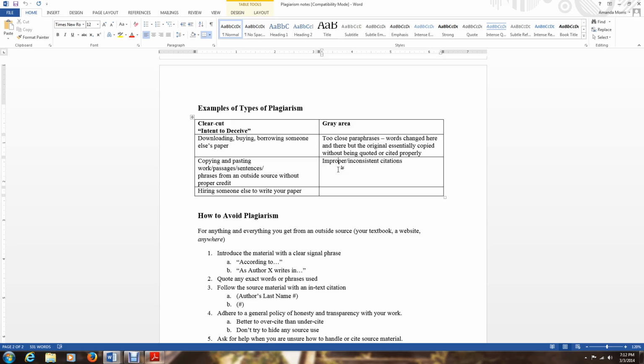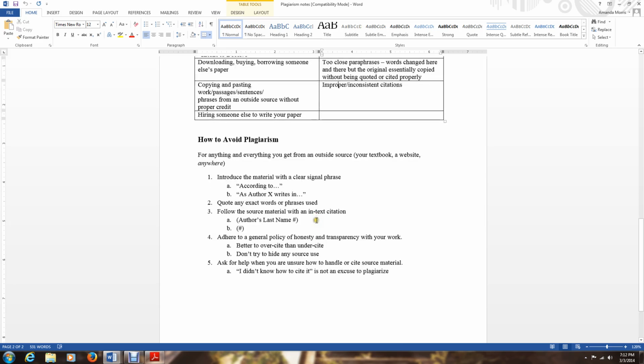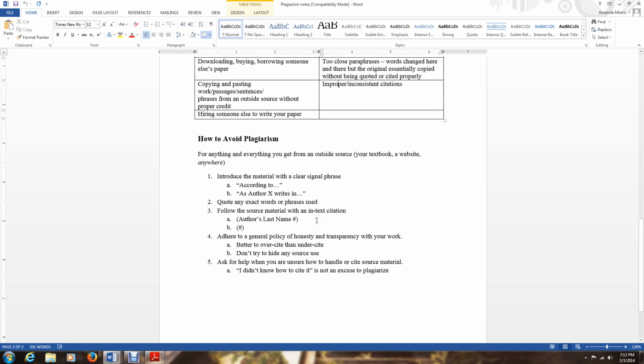So I do want you to be aware that these are guidelines you're going to have to follow and to take them very seriously. Most people can avoid plagiarism really easily. The obvious stuff like downloading and buying papers and copying and pasting stuff, other than telling you not to do it and penalizing you when you do it, there's not much I can do. Most students plagiarize by accident, and that I can help you with.